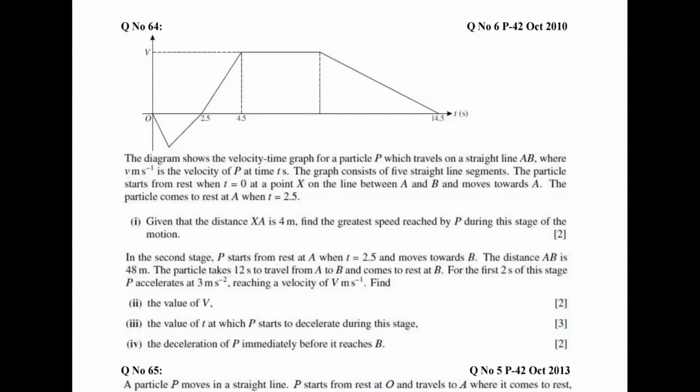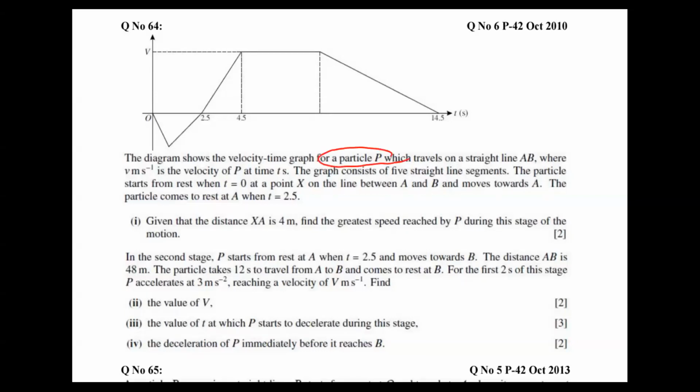This is October 10, 42 variant, question number 6. You can see from here, the question mentions that particle P travels in a straight line in 5 different segments: 1, 2, 3, 4, and 5. The particle starts from time 0 at x, and x lies between A and B. So it means this is A, this is B, and x lies somewhere in the middle.